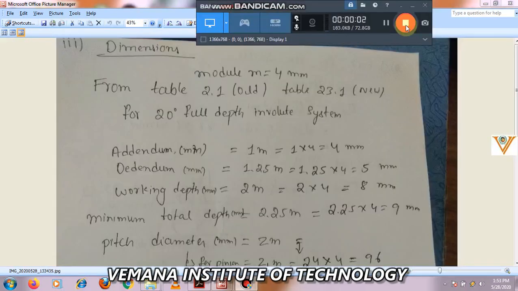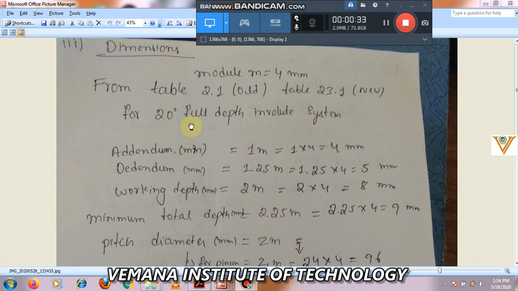Dear student, this is step 3. Here we are going to find out the dimensions of the spur gear. First is the module, which we have selected in the previous steps as 4 mm. Here we have to find the addendum, dedendum, working depth, minimum depth, pitch circle diameter, face width, everything. No need to remember the formulas. We can get all the formulas from table 23.1 if it is the new data book; if it is the old data book, you can get it from table 2.1.